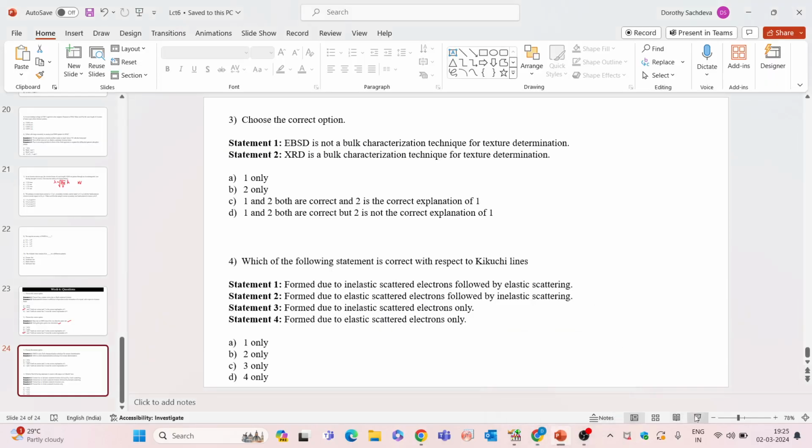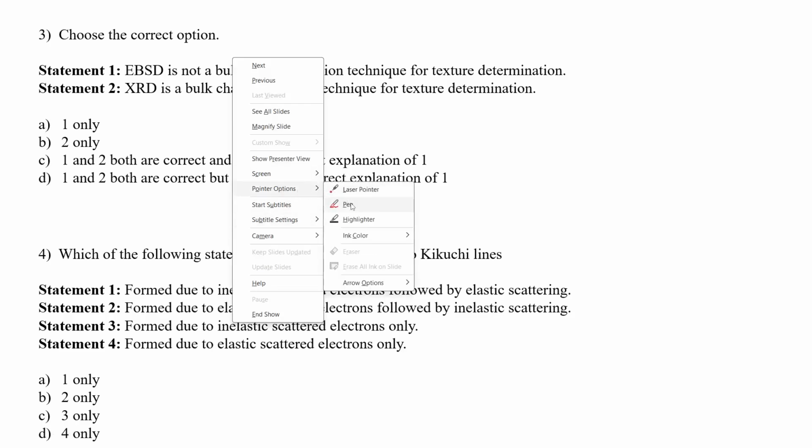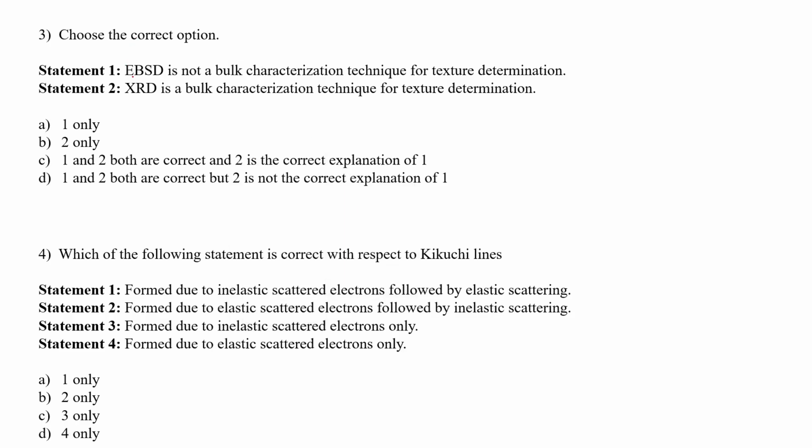Option D is the correct answer for question number 3, which says the first statement is correct, that EBSD is not a bulk characterization technique for texture determination. And statement 2 is also correct, that XRD is a bulk characterization technique for texture determination. But this tells only about the XRD. It is not telling why EBSD is not a bulk characterization. So according to this, option D is the correct answer, which says that statement 1 and statement 2 both are correct, but statement 2 is not the correct explanation of statement 1.